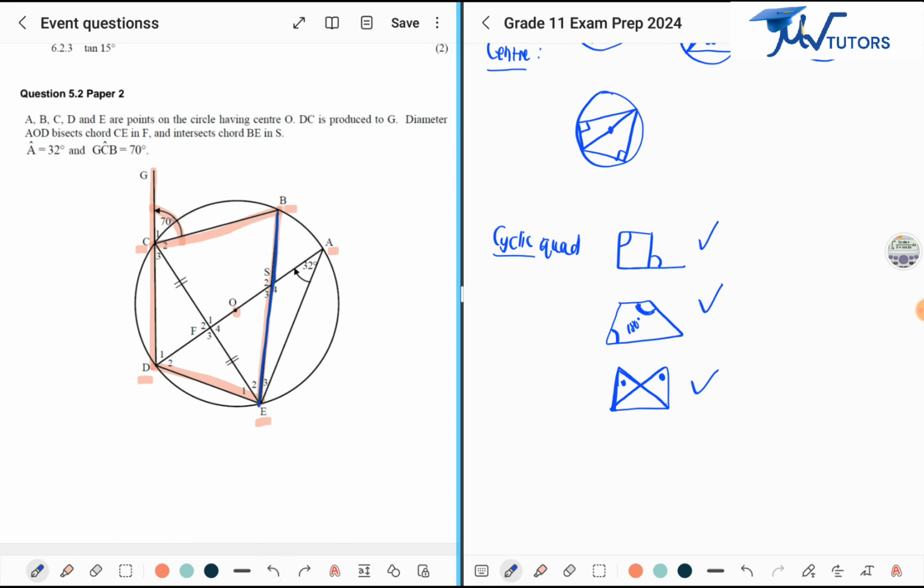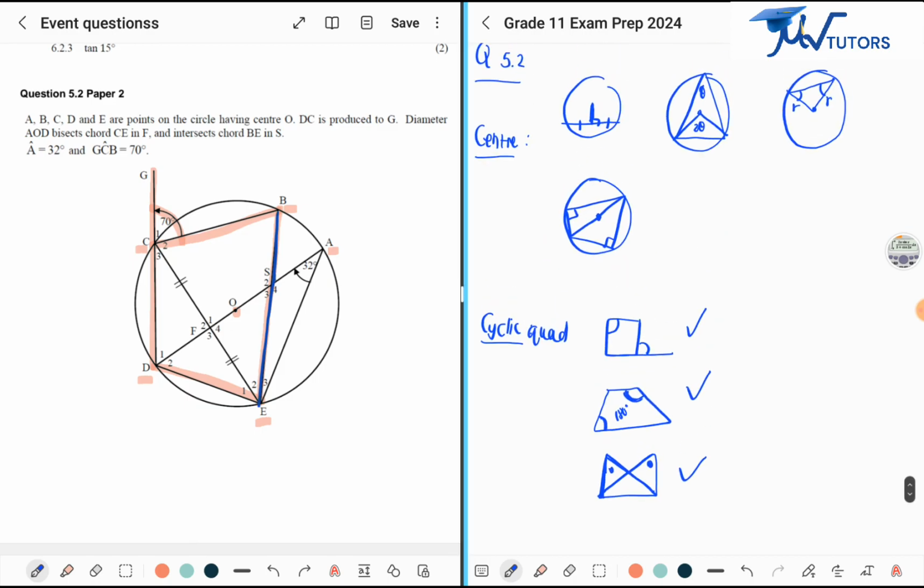They tell us that diameter AOD, okay, we spoke about diameter. There we go. It bisects chord CE. So we have an angle from the center to the chord, okay, which ends up bisecting the chord and is also perpendicular to the chord. And they tell us that we have a diameter.